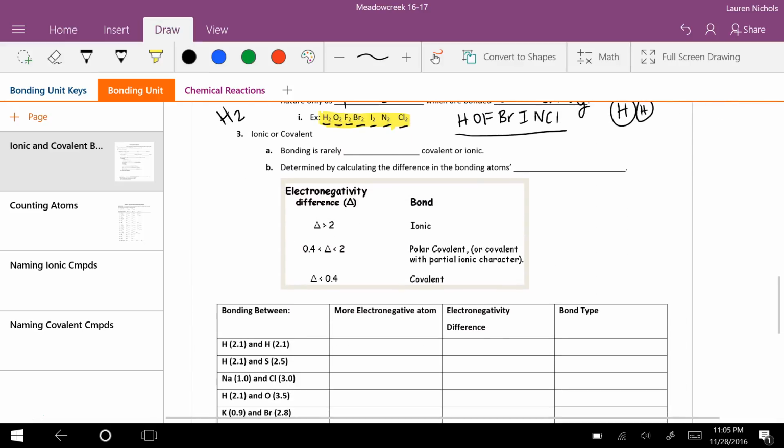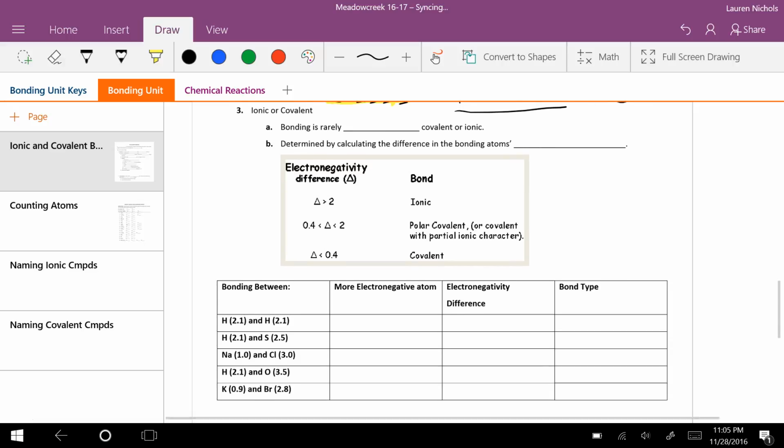Now with the ionic and covalent, we talked about electronegativity, and I want to go back to that a little bit, but bonding is rarely purely ionic or covalent, in the same way that you would not have people who are purely evil or purely good, right? We don't have angels and we're not all devils. We're a little bit in between. There's a spectrum. We can determine whether or not something is going to be more covalent or more ionic by calculating the difference in their electronegativities.